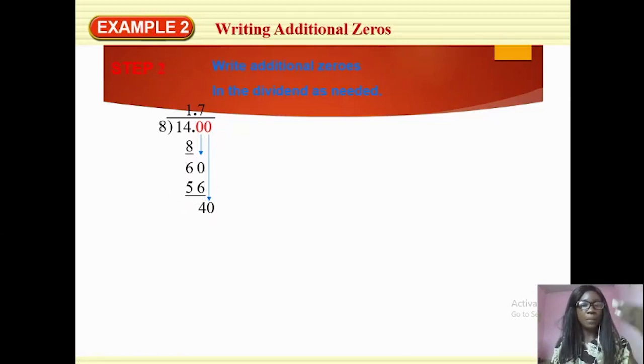Bring down. So we are bringing down the next 0. You see, now we were repeating like 3 times, right? The other one we repeated just 2 times. So now we are repeating 3 times, because we still have more numbers in the dividend. So now we are bringing down 0.